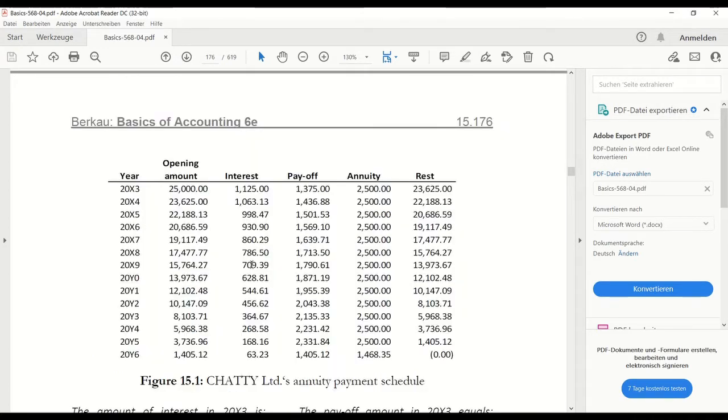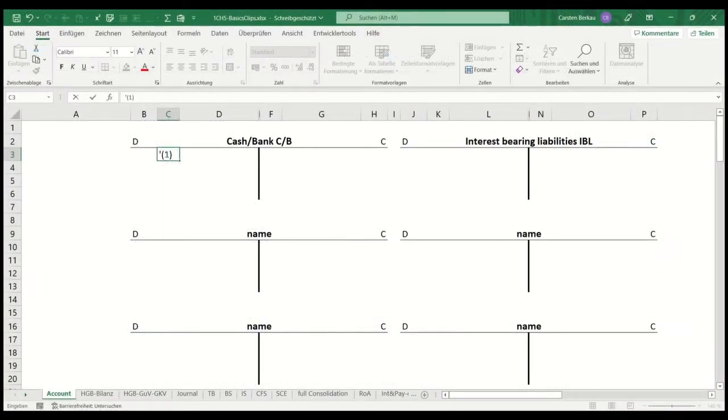For loans, we normally prepare a payment schedule. We see here in the first year, the opening amount is 25,000. The interest, as calculated, is 1,125. The total payment is 2,500, which means there is 1,375 for payoff. The remainder of the loan then is 23,625.